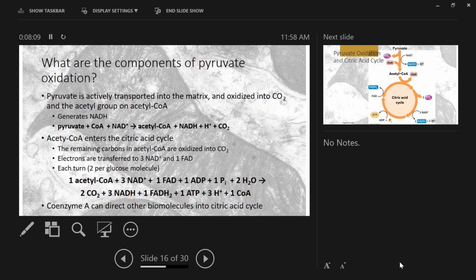Oh yeah, coenzyme A can help other biomolecules enter into the citric acid cycle. So as you metabolize protein, you'll break amino acids down, and amino acids will get attached to coenzyme A and will come into the Krebs cycle without having to go through glycolysis. As you metabolize fats, you'll take fatty acids and you'll hydrolyze them 2 carbons at a time, attach them to coenzyme A, and enter them into the Krebs cycle without doing glycolysis.